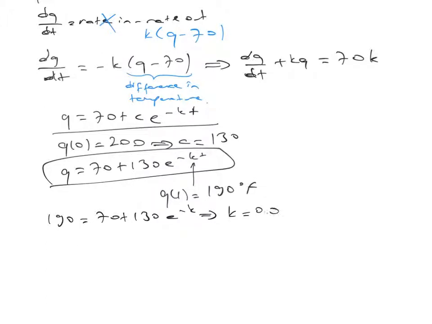to 0.08. We are asked to find when the coffee reaches a temperature of 150 degrees Fahrenheit, so 150 is equal to 70 plus 130 e to the minus 0.08 times t. And from this equation, t will be found as roughly equal to 6.07 minutes.